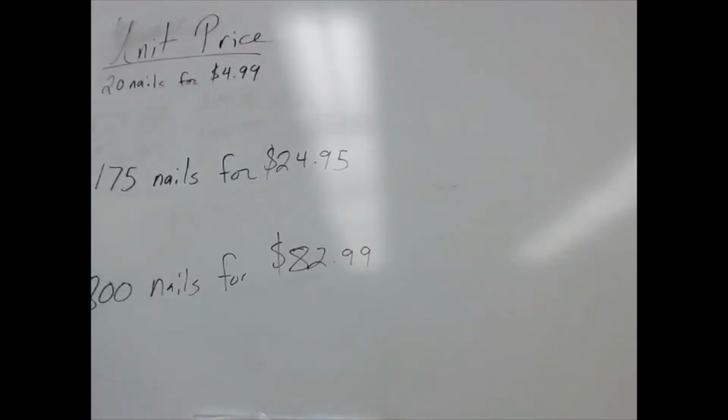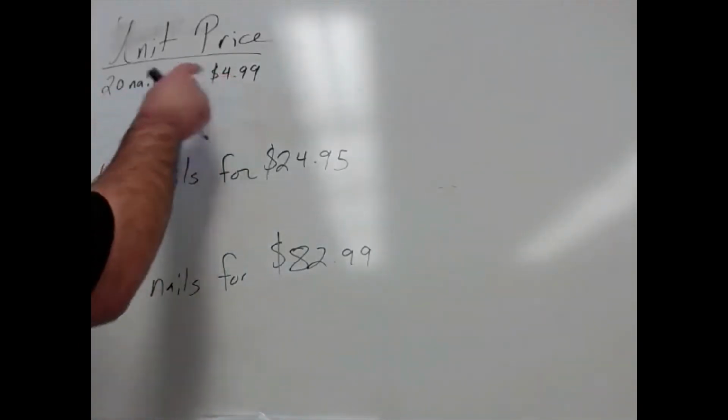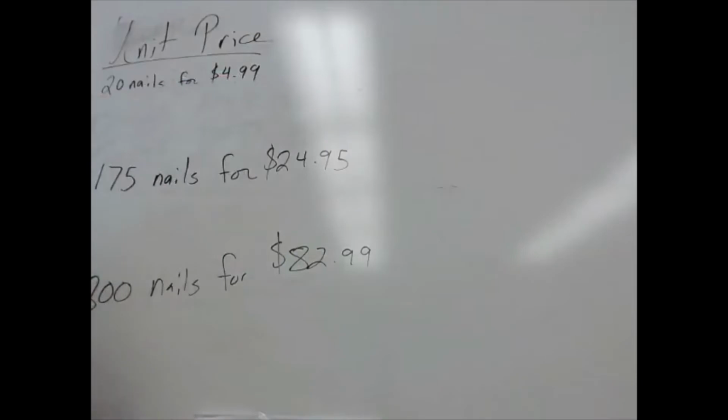Alright, so this is an introduction into calculating unit pricing. This is the first example that's in the textbook. You've got three options for buying nails, and you're trying to find out what the best value for your dollar is. For the first one, you can get 20 nails for $4.99. What we're going to do is calculate how much each nail will cost me.